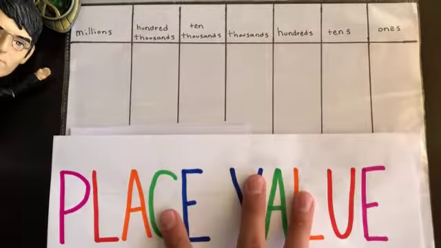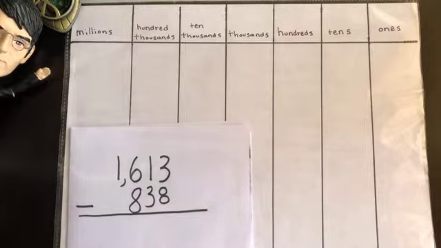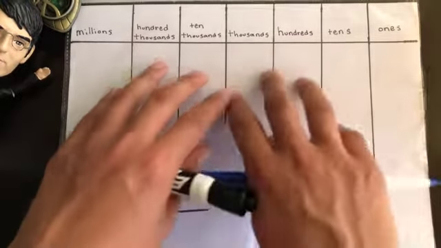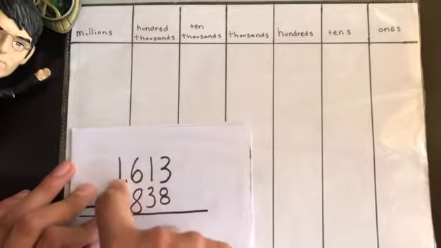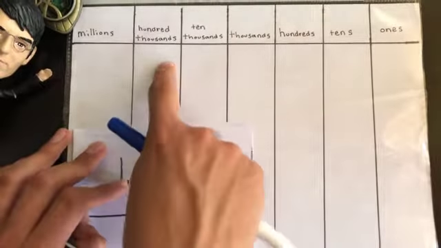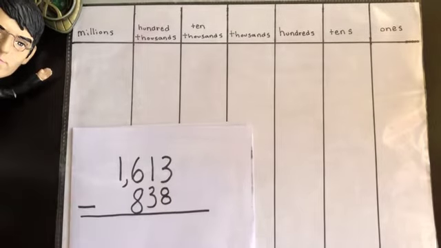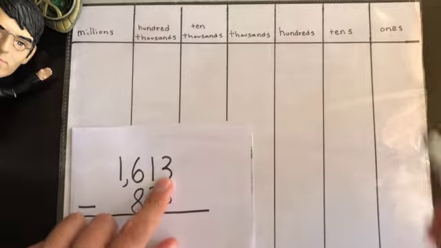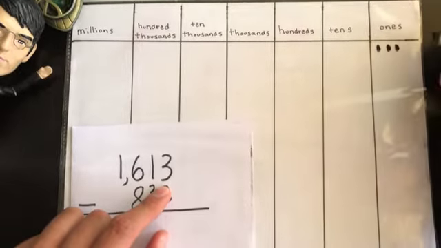Let's pretend that I have to find the difference between 1,613 and 838. How would I use my place value chart to help me subtract? Well, first I have to put this number into my place value chart. I start with my ones. So I have 3 ones. Got 1, 2, 3 ones.